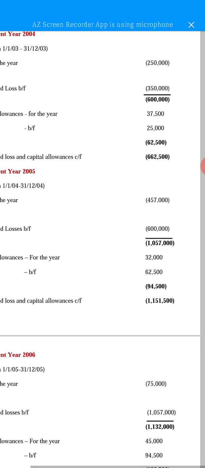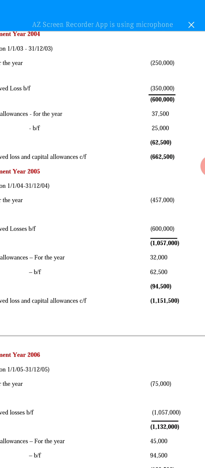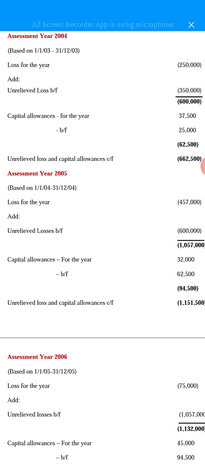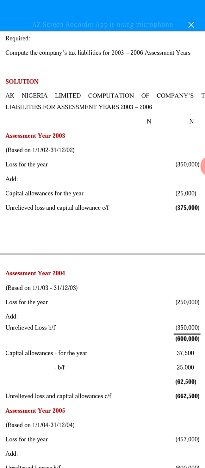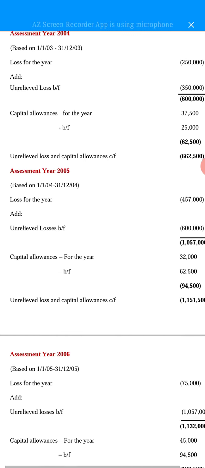Then if you check, these are the losses carried forward. As at 2005, the losses AK Nigeria Limited carried forward is 1,151,500. If you notice, the losses could be carried forward indefinitely. That is, it will be carried forward till the company is able to relieve the losses, unlike insurance company.